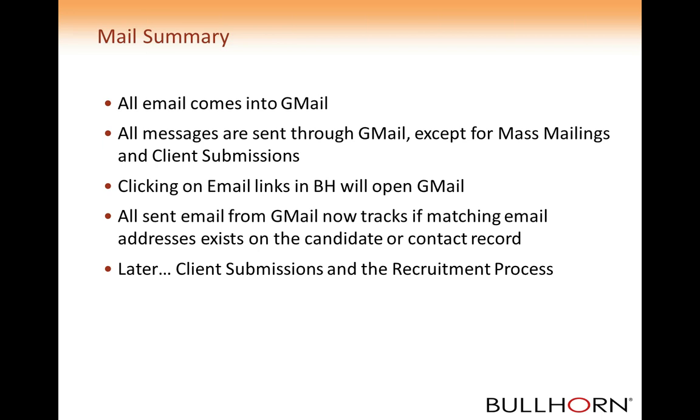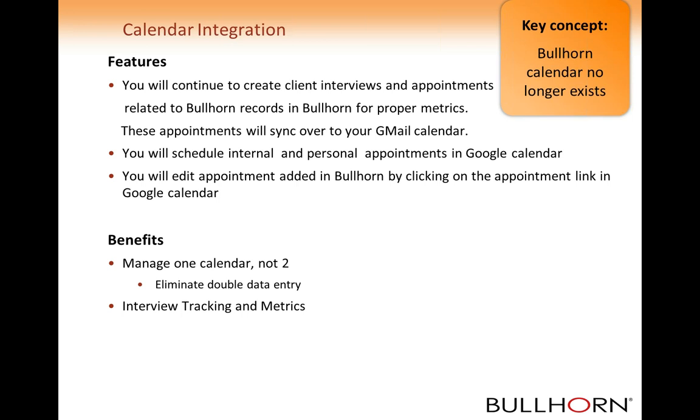So let's just summarize what we have talked about in regards to mail. All your new email on the day of the integration, when it's turned on, will come to your Gmail. All your messages will be sent from Gmail, except mass mailings and client submissions. When you click on an email link in Bullhorn, it will open Gmail. All sent email from Gmail will track if there's a matching email address on a candidate or contact record. And in a few minutes, we'll talk about client submissions and the recruitment process, which doesn't change.